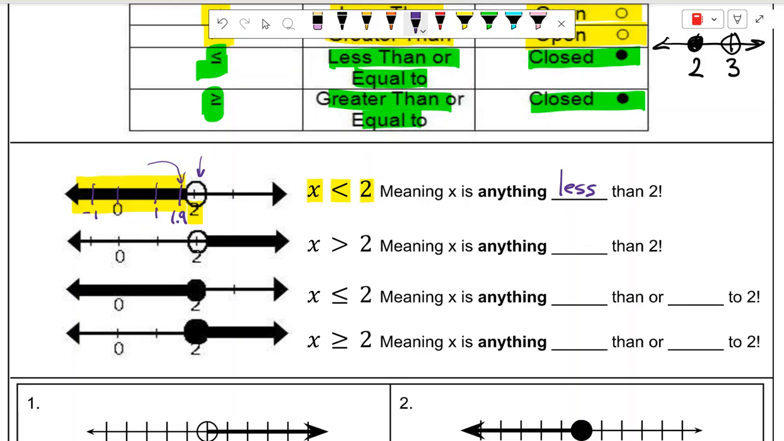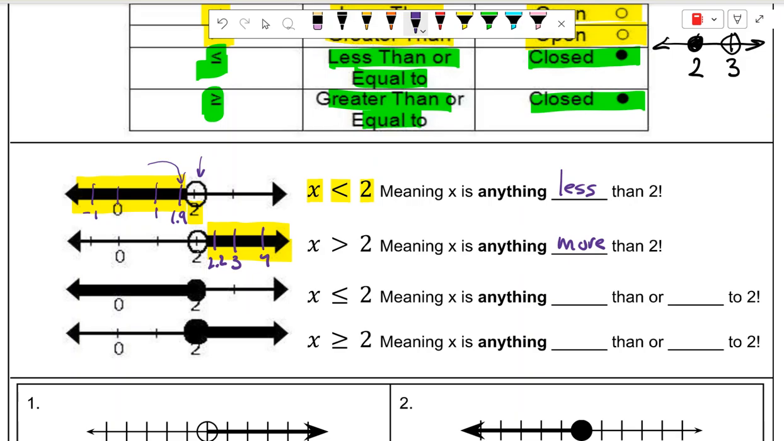The next one's just like it, but the arrow is on the opposite side. And examples would be 3, 4, or something really close like 2 and 2/10, but it does not include 2. And this means x is greater than 2, meaning x is anything more than 2.